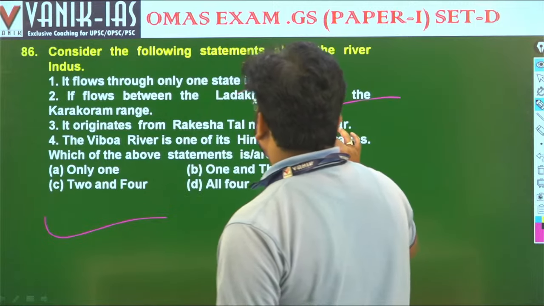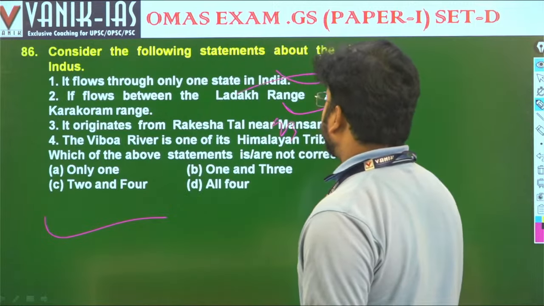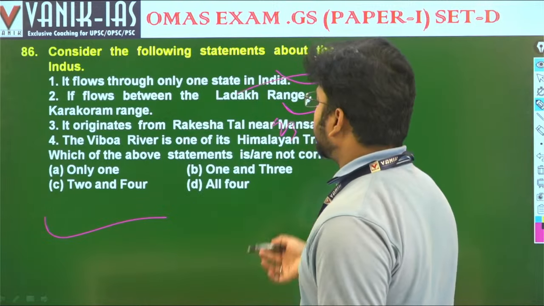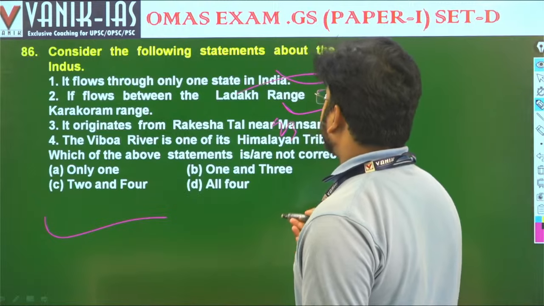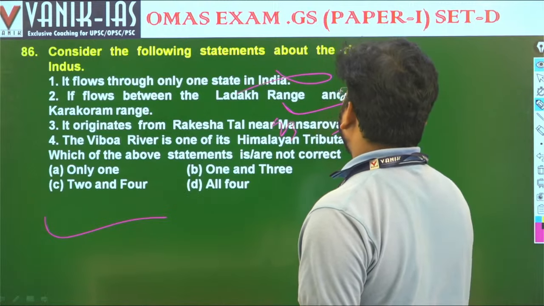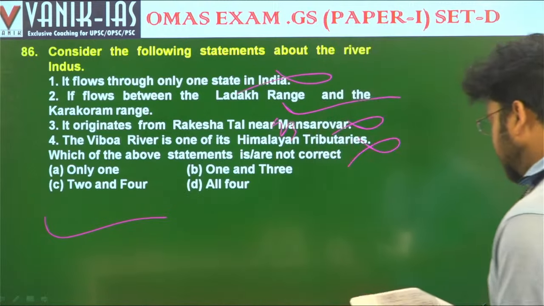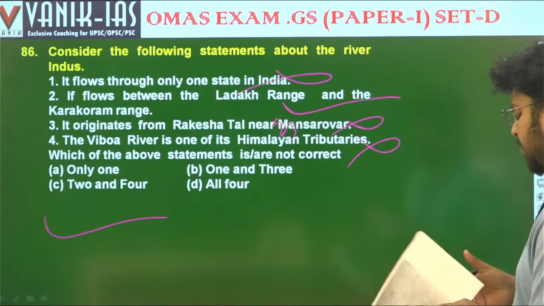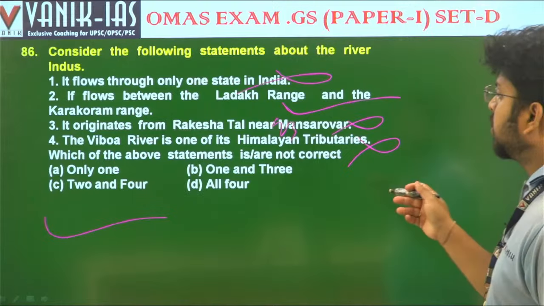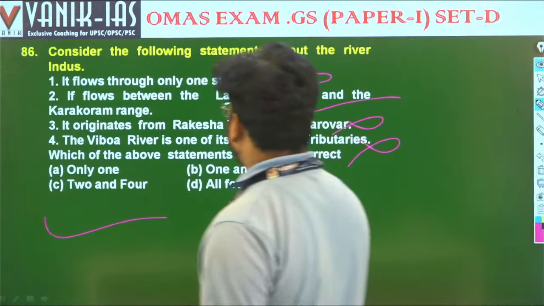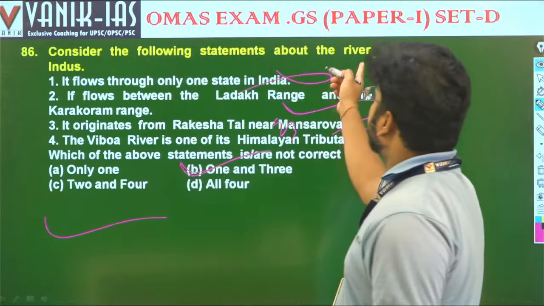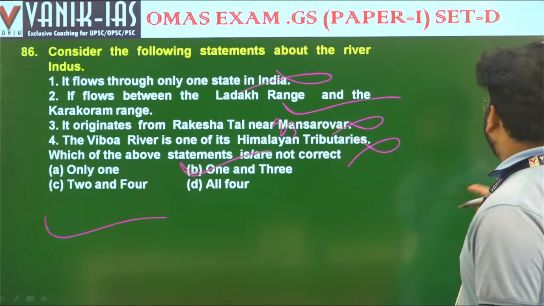Originates from Rakastal in Mansarovar. This is wrong, because it's the Tibetan plateau. Bivar River is one of the Himalayan tributaries. No, this is not a Himalayan tributary. It is a tributary of the Suleiman range actually. So 1 and 3 are the answers. So B is the right answer. Options 1 and 3 are wrong. The question asks which are not correct. So B is the answer.